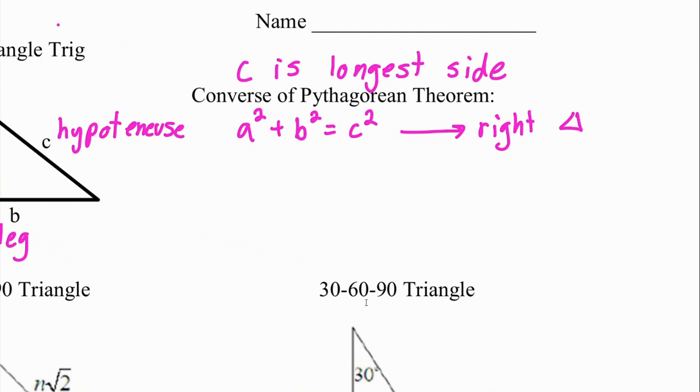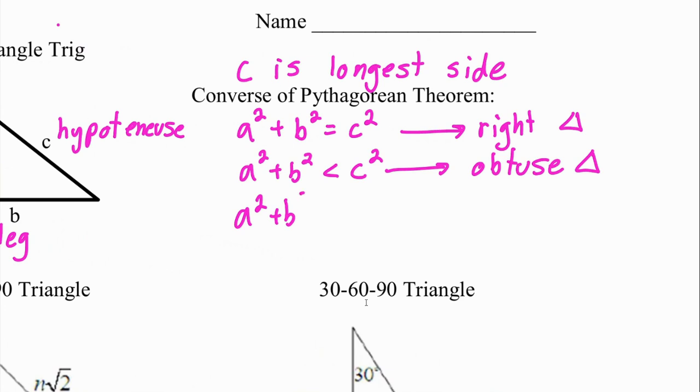But there are two other cases. So if we do a squared plus b squared is less than c squared, so if we plug these in, again, c is the longest side, and we get that a squared plus b squared is smaller, then that means we actually have an obtuse triangle. And then finally, if we do a squared plus b squared is greater than c squared, that means we're going to have an acute triangle.